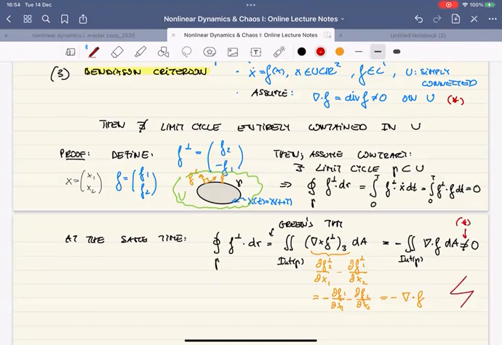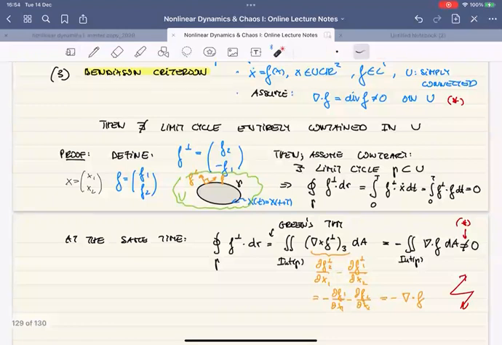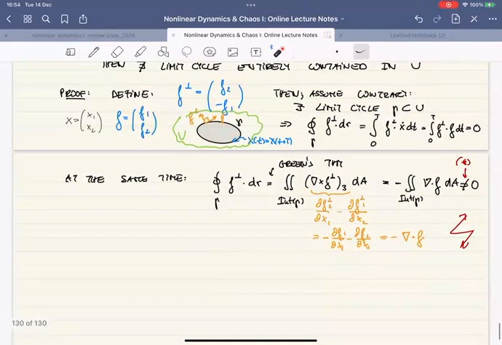But then I have a contradiction, right? Because on the one hand, I got that this integral is 0. And on the other hand, I got that it's strictly non-zero, right? And the reason for that is that I assumed the contrary of the statement, okay? So by contradiction, I have proven this, then we're done.